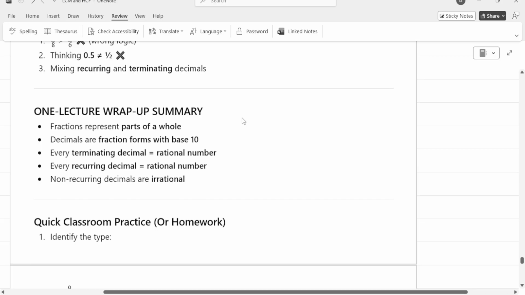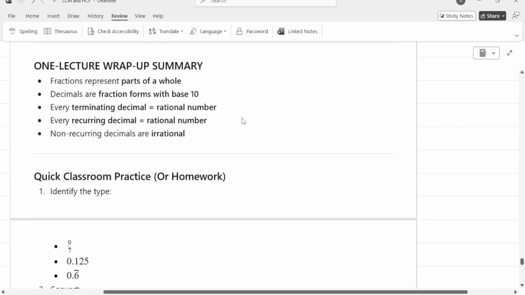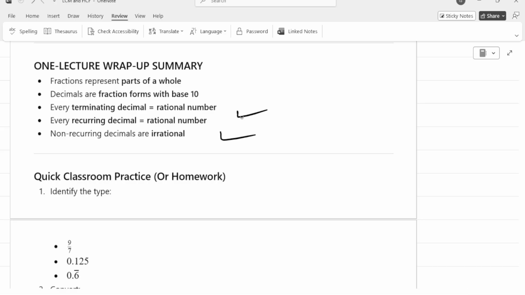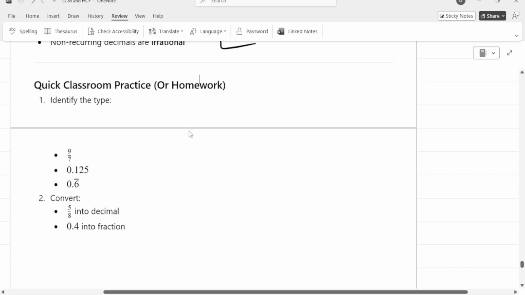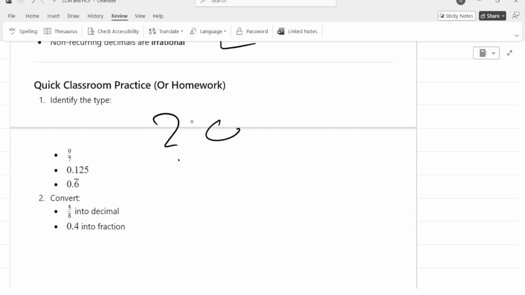Mixing recurring and terminating, one lecture. Wrap up summary: fractions represent parts of a whole. I already explained that is rational, irrational. You can just check my previous video. And quick classroom practice. Here's the example. You can please comment below.